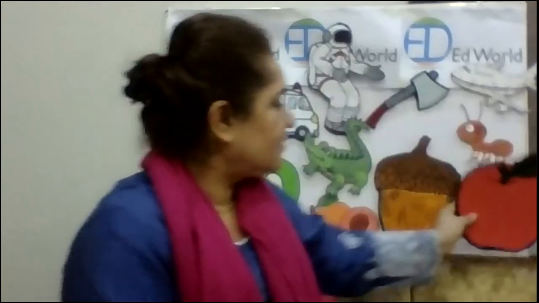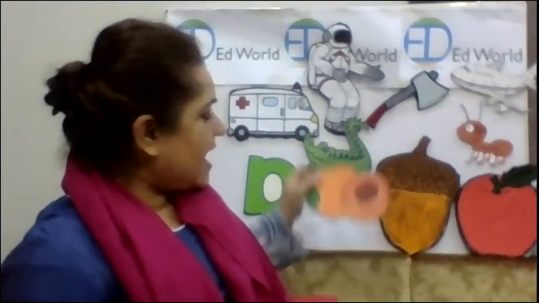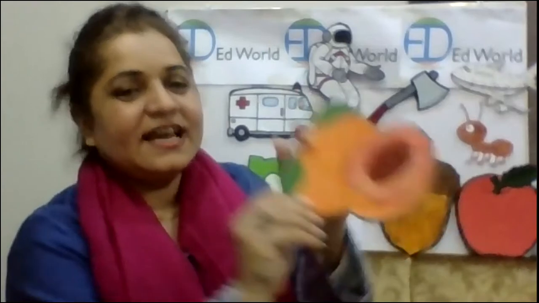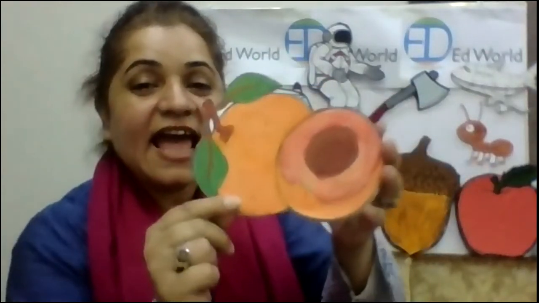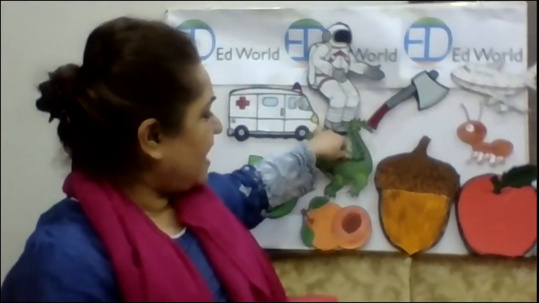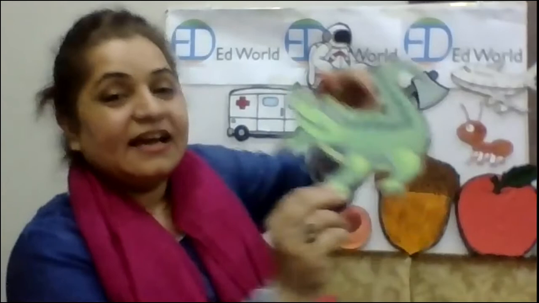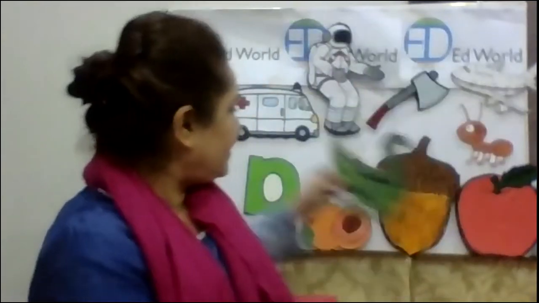Apple, right? Acorn, then apricot. Apricot. Then we have alligator. Alligator.